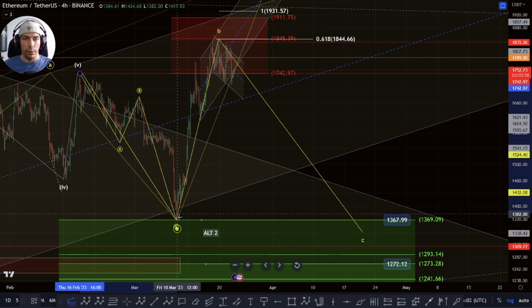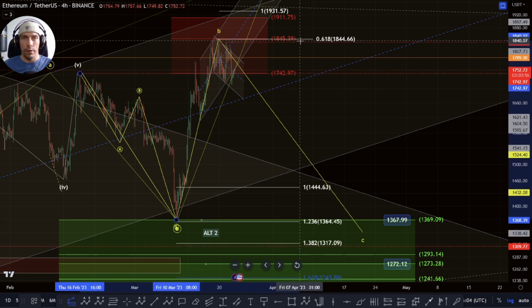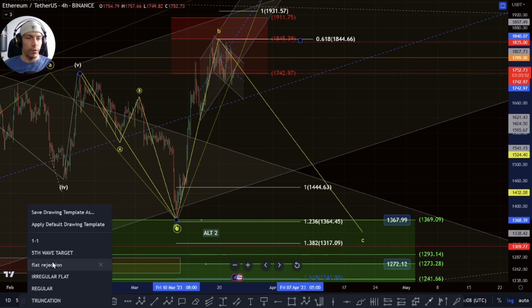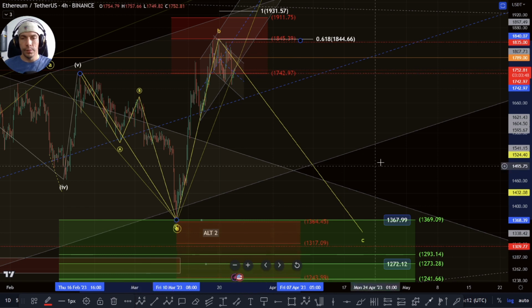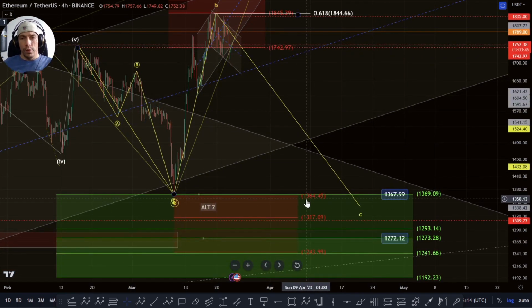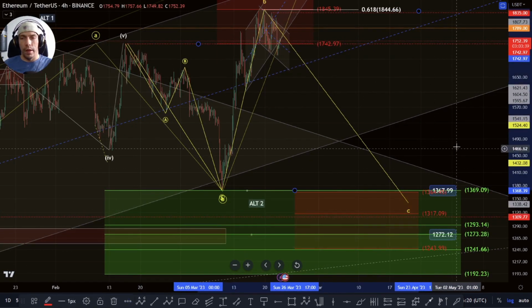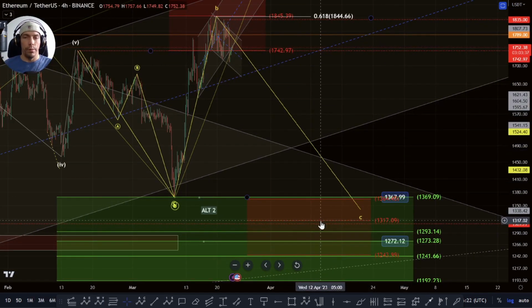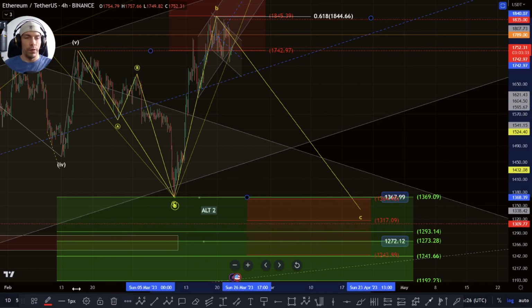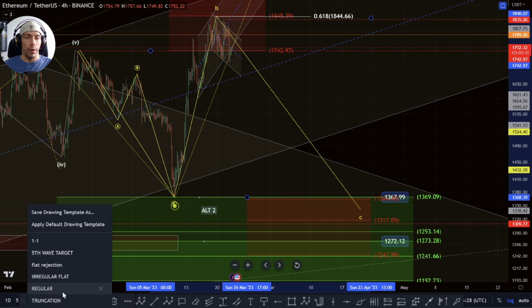Some potential targets for that, if we do break down, could be towards this. Let me just change this out. Towards this 1364 to this 1243. So that would be if it is an expanding flat, and that would be where we'd be looking for if we are looking at this as an expanding flat to the downside. Potentially, we could see a move into this area.